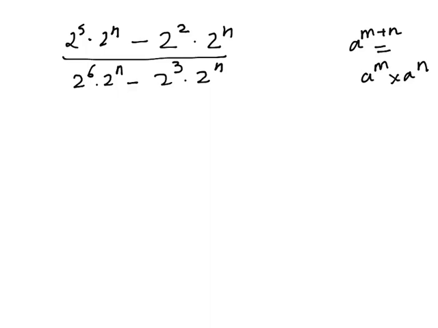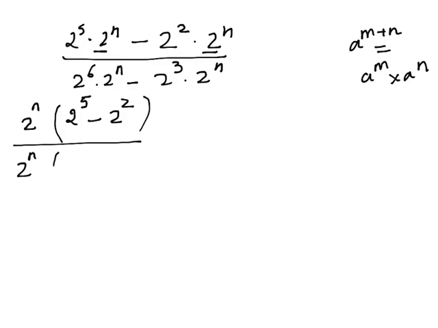Now, here we can see in the numerator and denominator, we can take 2 raised to the power n as common, because here we have 2 raised to the power n, and here we have 2 raised to the power n. So inside the bracket, what we will get? 2 raised to the power 5 minus 2 square. Similarly, in the denominator, we take 2 raised to the power n common, and we are left with 2 raised to the power 6 minus 2 cube. So here this can be cancelled out, and we will be left with this.